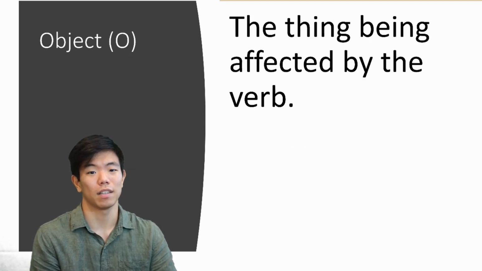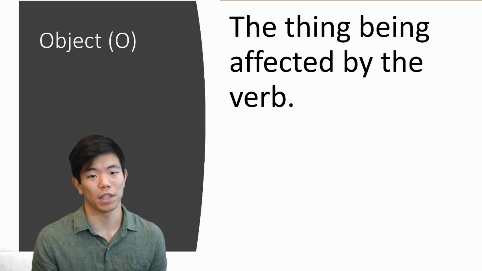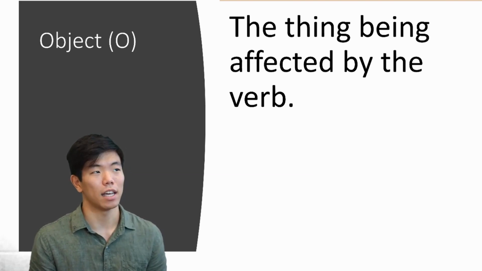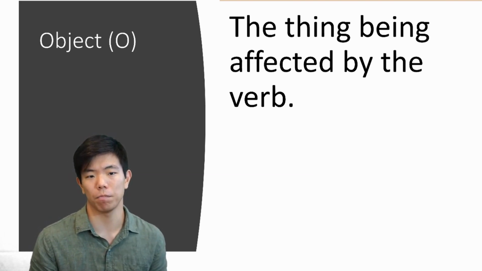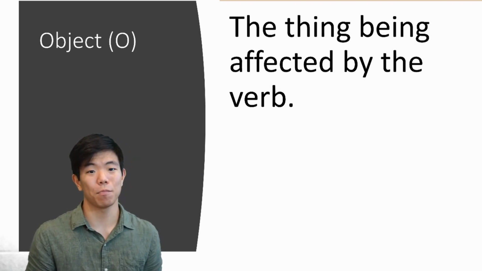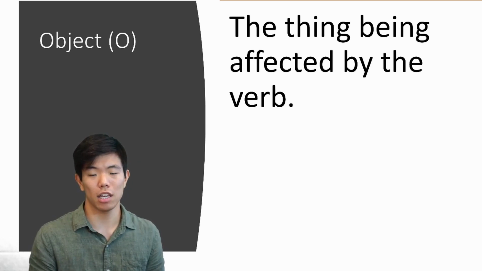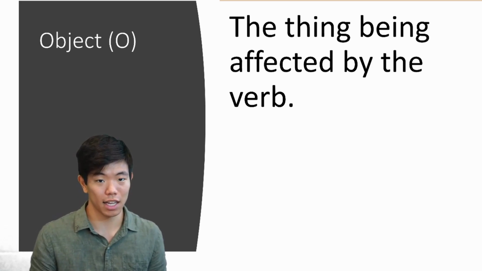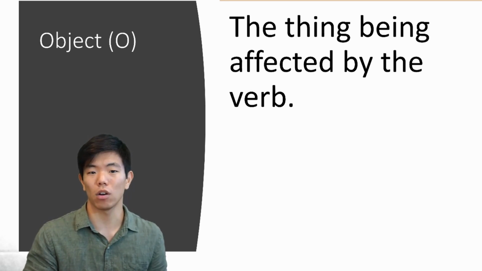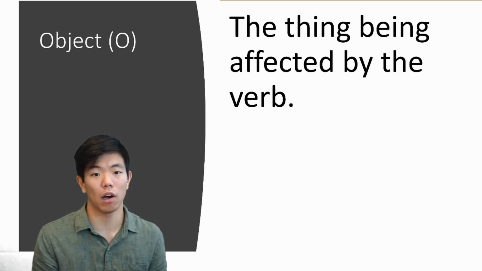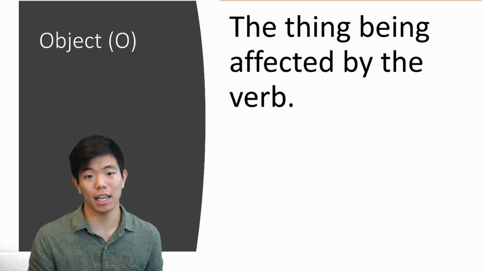Alright, now object. This one is a little bit more tricky. I've noticed this is kind of where a lot of confusion comes in. But the definition that I have of this is it's the thing being affected by the action. Now, if we go back to the example of the dog eating, the dog eats, the dog is doing the act of eating. So eating is the verb. Now, if I want to know what the dog is eating, maybe the dog is eating dog food.